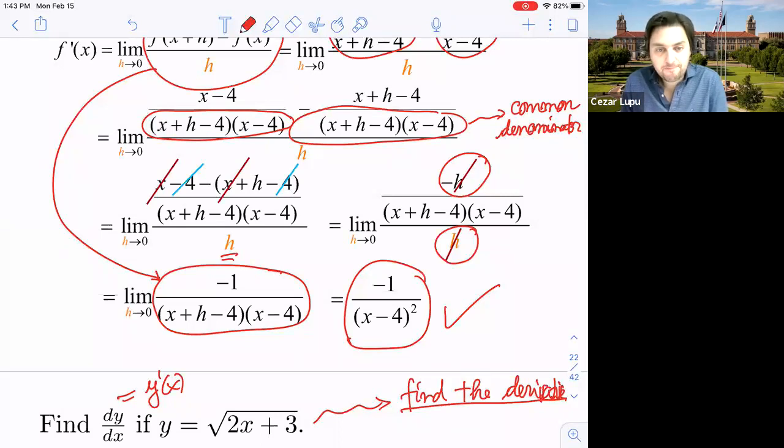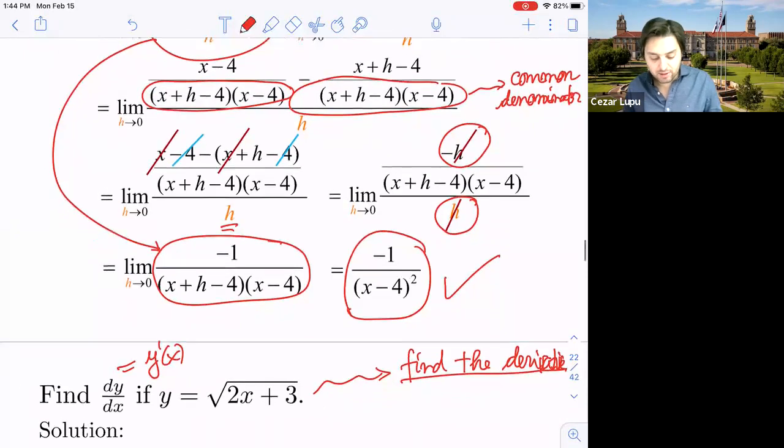Yes, Abdul, you're right. All right, so the result will be, let me just spit it out, 1 over square root of 2x plus 3. Well, here, let me just say the philosophy of how to compute the derivative of this, and then we'll do it next time.